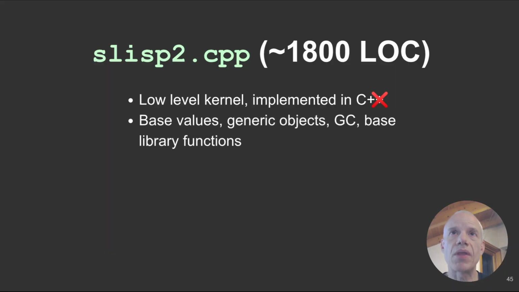And it also implements the base values, the numbers, strings, stuff like that. Generic objects, so you can allocate objects. There is a garbage collection. There are all the base library functions, so the basic functions you need, I don't know, substrings, something like that, to start with the system. And those are implemented in C++. We will see some code for them.